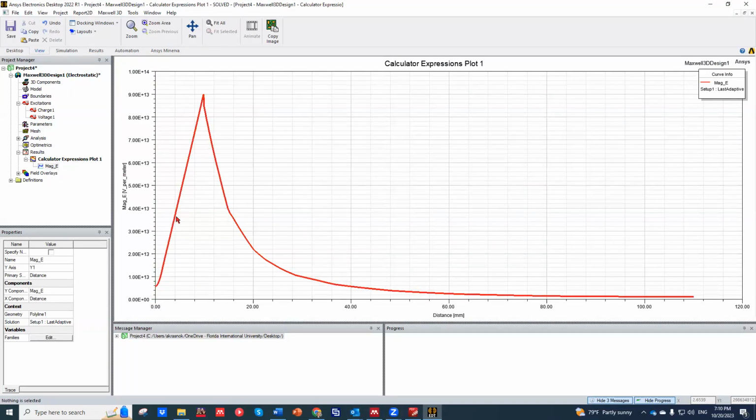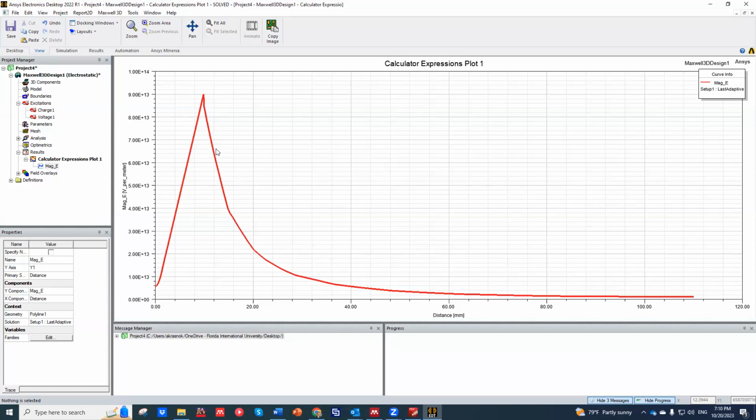So first, the field linearly grows until the surface of the particle, and then it decays as a function of distance, 1 over distance squared. Okay, so this is exactly the result we saw analytically several weeks ago. We solved this problem using the flux theorem for the electric field.